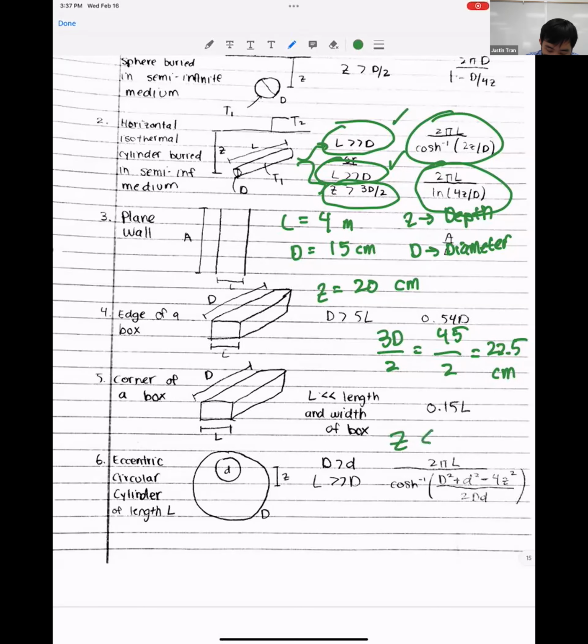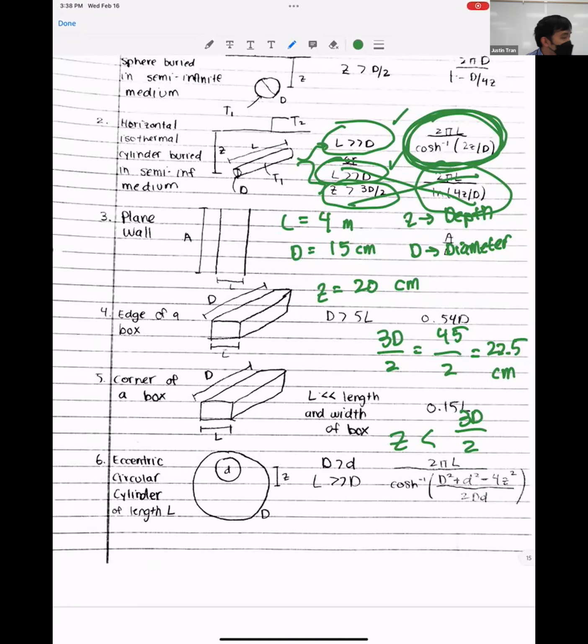What we have in this case is that the depth, Z, is actually less than 3D divided by 2, because 3D divided by 2 is 22.5. Z, on the other hand, is 20. And so we're not going to use the bottom one. Our formula for the shape factor is going to be the top one right here, which is 2 pi L divided by hyperbolic cosine of 2Z divided by D. Does that make sense about why we chose that formula for the shape factor over the other one?